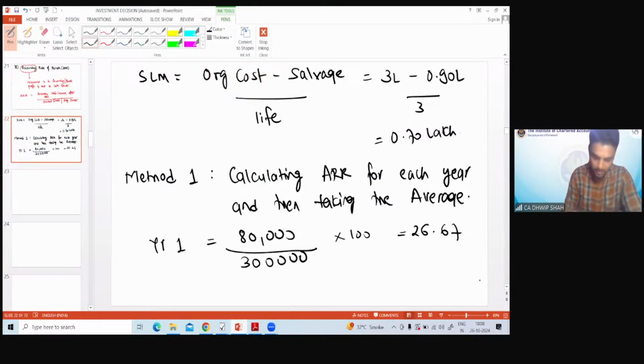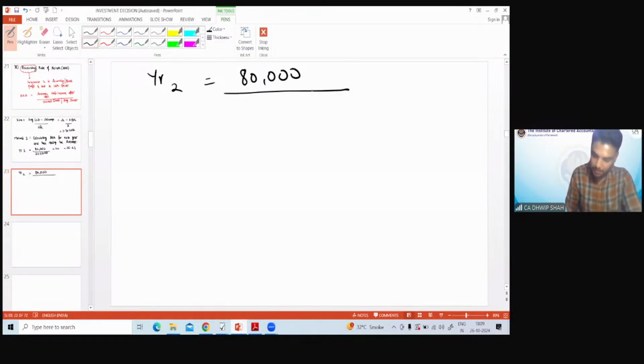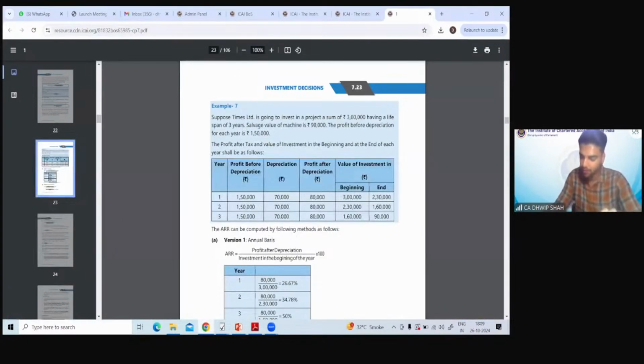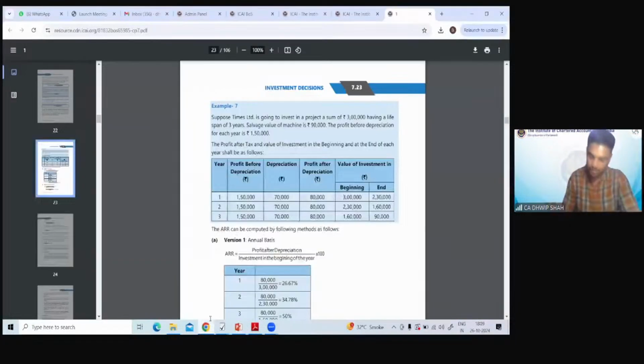Okay? For year 2, again my profit is 80,000, but my value of investment at the beginning of year 2 is 230. So I want 80,000 on 230. So my accounting rate of return for year 2 comes to, they have solved it for us, 34.78%.